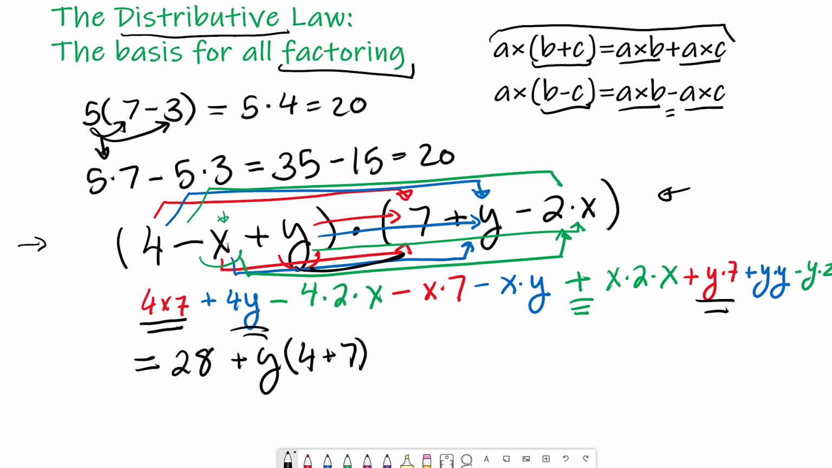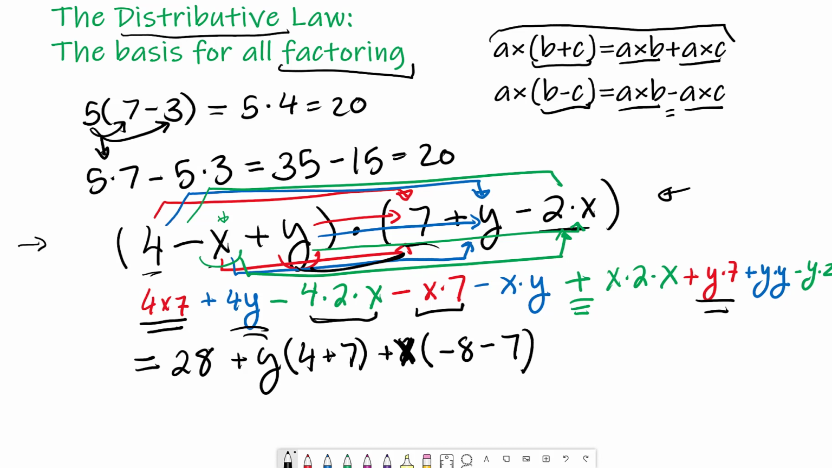What is our next term? Our next term is the x term, right? So we have times, this time we have a negative 8 because we multiplied 4 by minus 2x here. Okay, so we have negative 8. And we have a negative 7 here from multiplying x by 7. So we have minus 7 here as well.